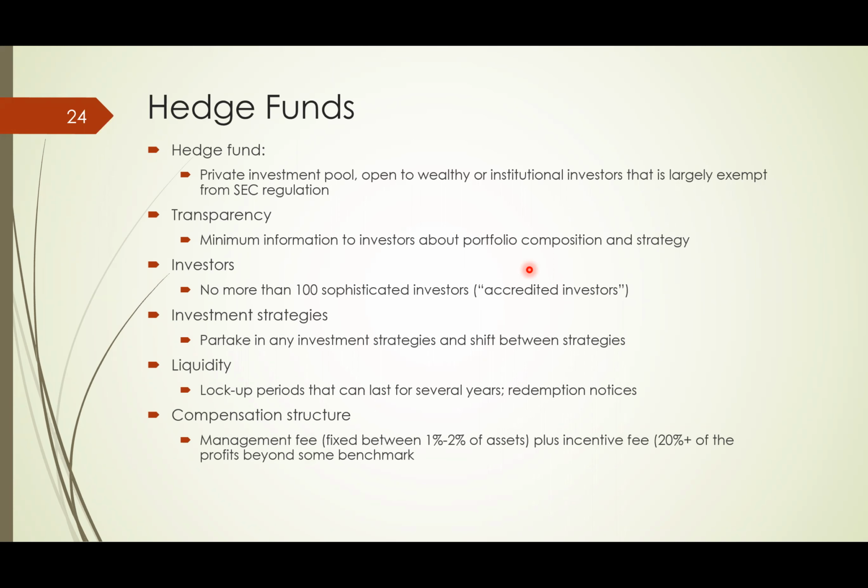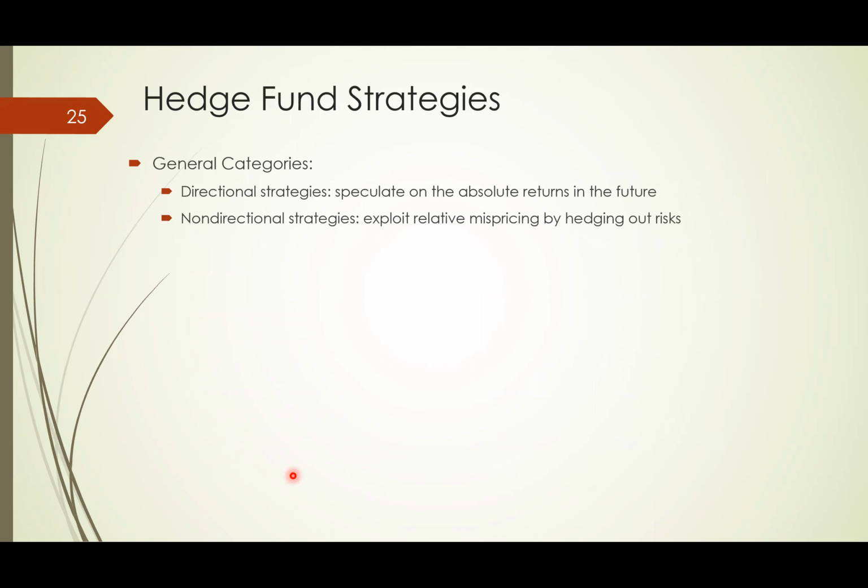The compensation structure is much more complicated. In addition to a management fee, like an expense ratio, which is typically higher than mutual funds, between 1 to 2% of the assets, they also charge an incentive fee, which is 20% of the profits the hedge fund generates beyond some kind of benchmark. The benchmark can be an index or can be 0. Hedge fund strategies can involve directional bets or non-directional bets designed to exploit relative mispricing while hedging out risk.